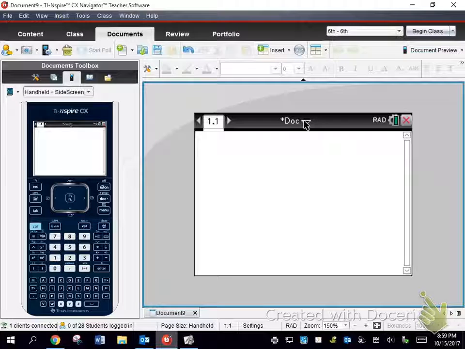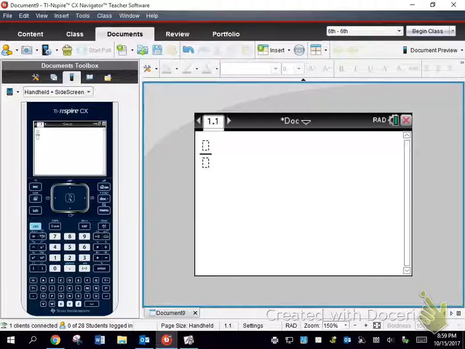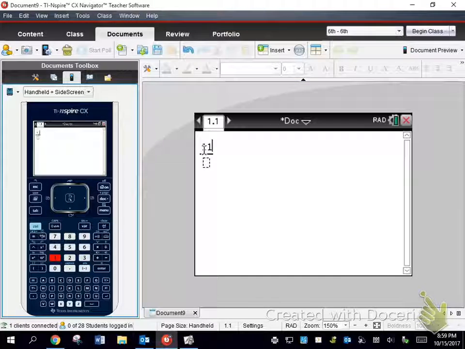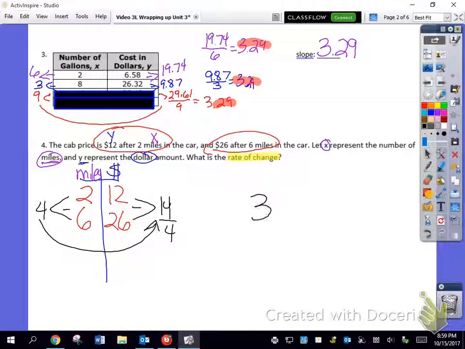Now I'm going to show you right quick, because some of you have still asked this question. Make sure you have 14 on the top, 14 over 4. Enter. Now you control enter, and it changes it to a decimal. So that's 3.5. So the rate of change is $3.50.